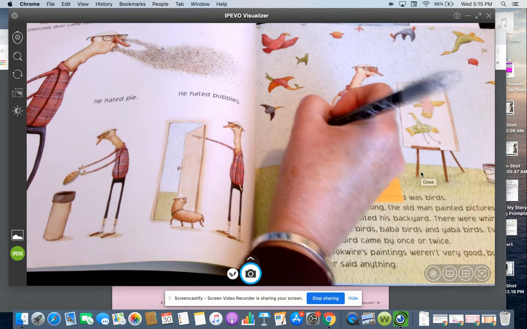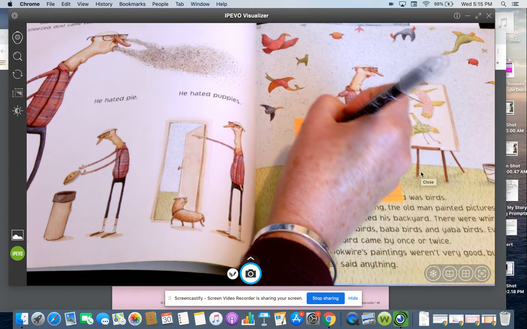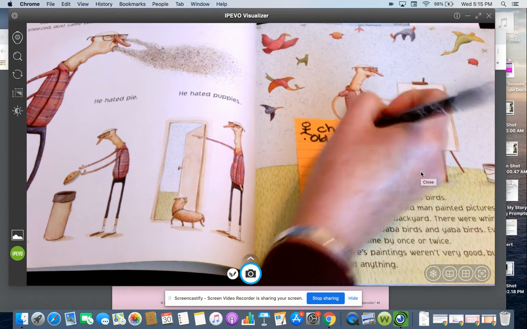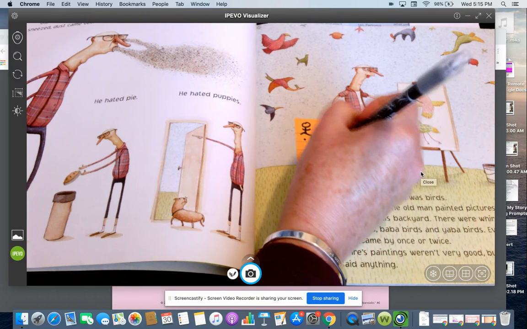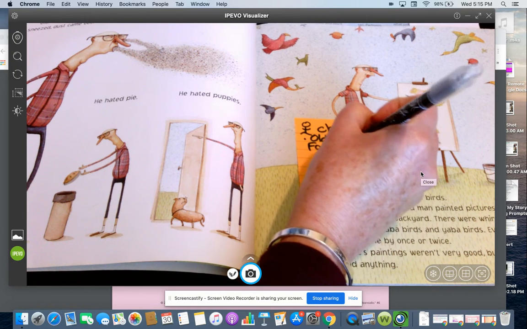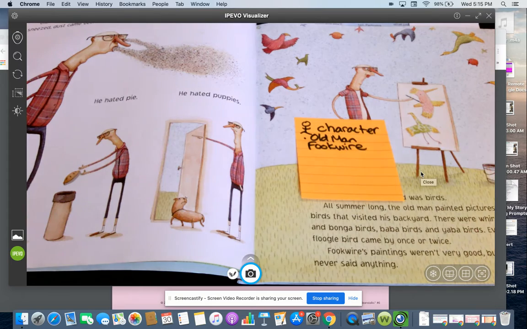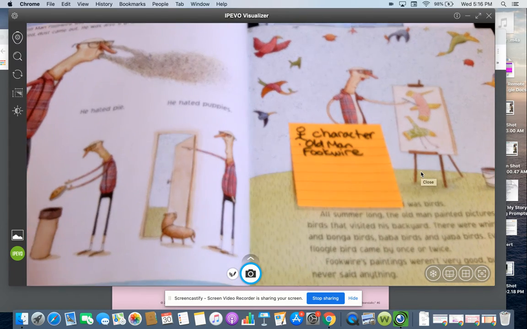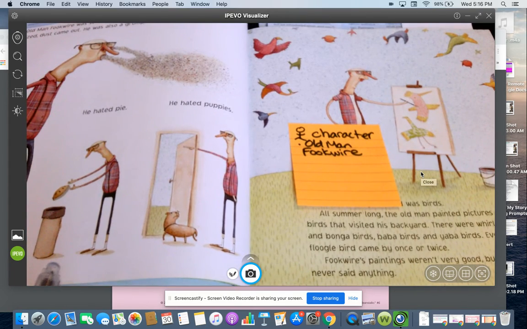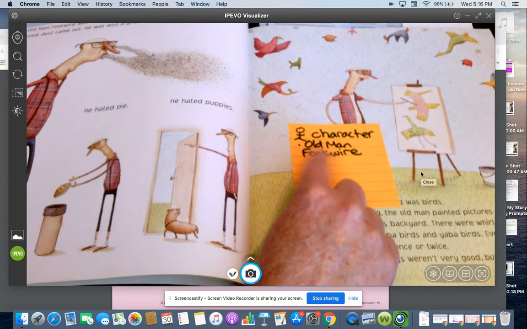Okay, character. And so I'm going to put Old Man Fookwire, because if you get to the end of a book and you cannot remember the character's name, that's really important. So if you get to the end of a book and someone says, "Oh, well, who's the character?" and you can't remember the character's name, and the author gave it to you, you really do want to make sure that you go back and reread to get that information. So his name is Old Man Fookwire.